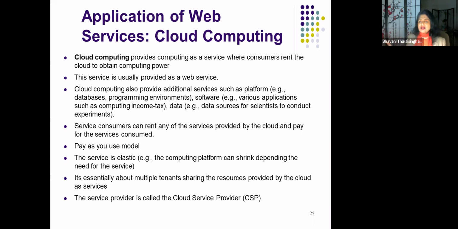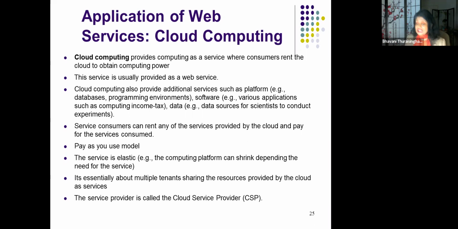So we can use the cloud for many other software applications. We don't have to develop the applications. We can use the applications in the cloud. Service consumers, that's like us, can rent any of the services provided by the cloud, either the platform or the infrastructure, that's the collection of computers, or the software and applications.